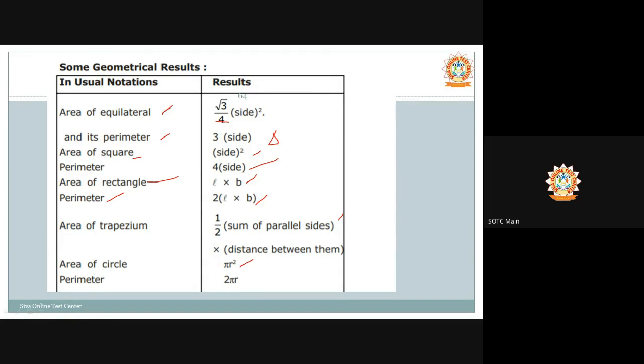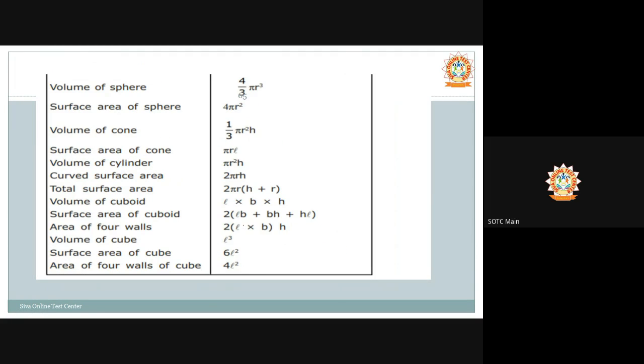Next, area of circle is pi r square. Perimeter of the circle is 2 pi r. Volume of sphere is 4 by 3 pi r cube. Surface area of sphere is 4 pi r square. Volume of cone is 1 by 3 pi r square h. Then surface area of cone is pi r l. Then volume of cylinder is pi r square h.